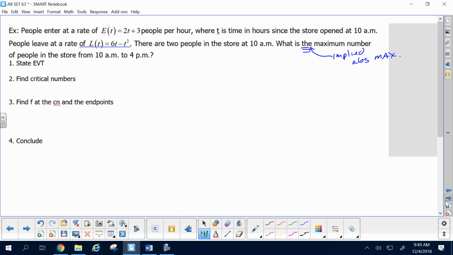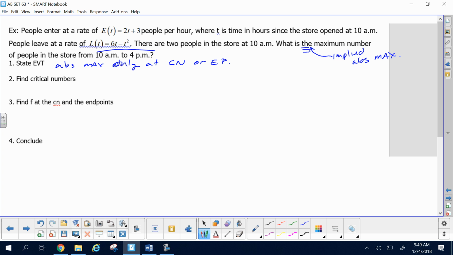So you would start by saying the absolute max is only at a critical number or an endpoint. That's the only place the maximum number of people could be. So thankfully, I don't have to look at the whole graph. I don't have to look at every point in the world. I just have to get a few possibilities and decide which one is the greatest. All right? Now, the endpoints, obviously, are given.